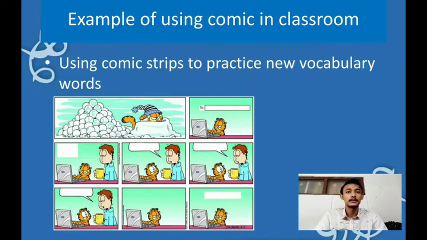And second is using comic strips to practice new vocabulary words. Students filling in talk or thought balloons for different comic characters will help students practice conversation and language structure in a meaningful context. And what a fun way for students to improve their writing, reading, and storytelling skills.